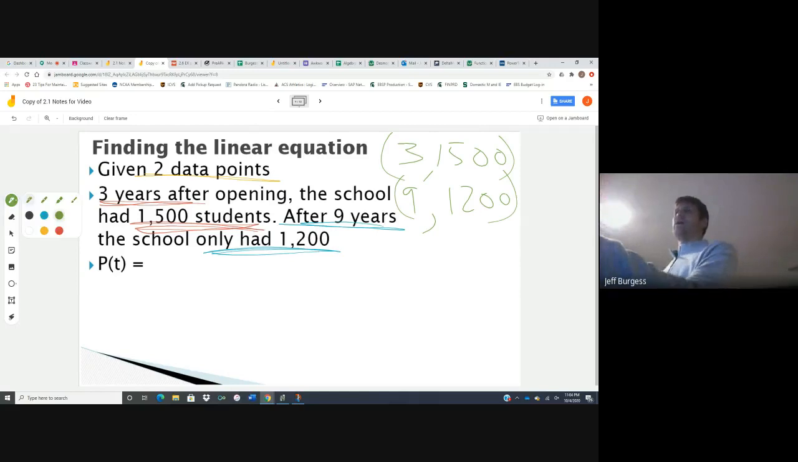So just to review, if you're a formula person, my slope, my m value would be, and this is the cool thing, it doesn't matter, oh, what's my first point?